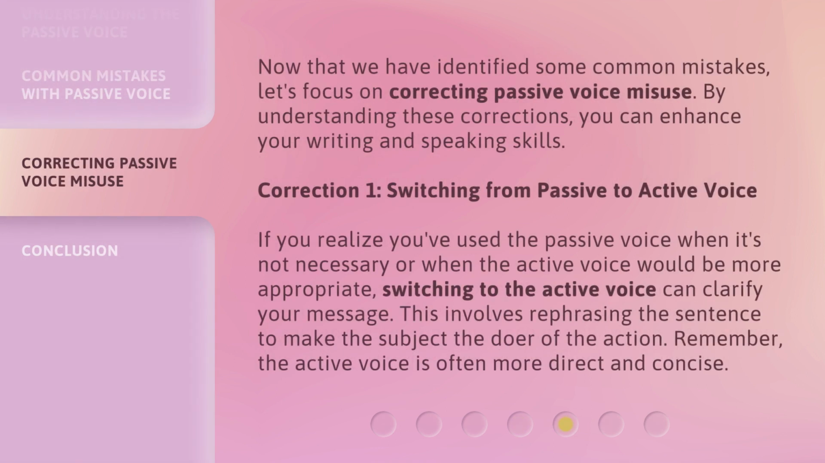Now that we have identified some common mistakes, let's focus on correcting passive voice misuse. By understanding these corrections, you can enhance your writing and speaking skills.